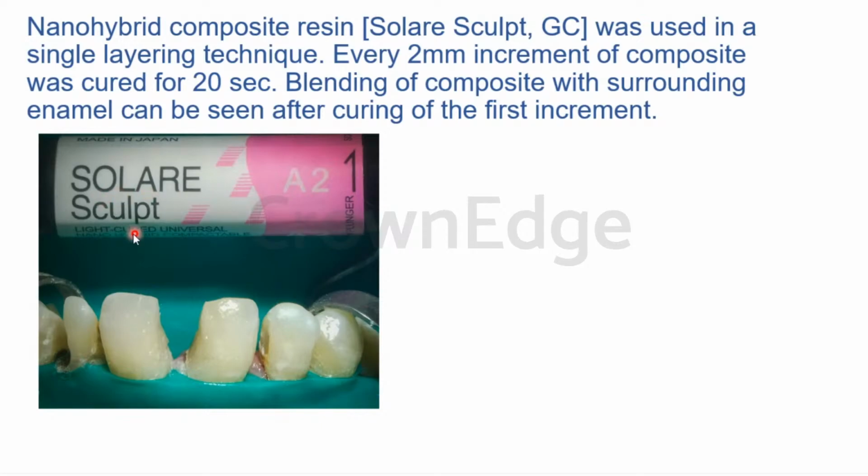So let's go ahead and layer this Solaire Sculpt layer by layer, sculpt that composite, place 2 increments. At this stage, there are different ways to go about it. Either we can go with a freehand composite layering, which is you just take some composite and layer it freehand. You can use a little bit of mylar strips behind to create that palatal shell. You can otherwise come up with a putty index.